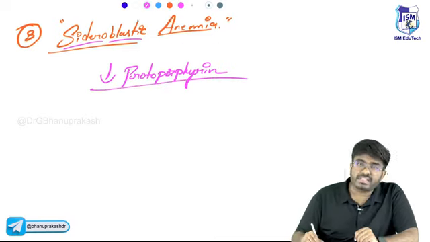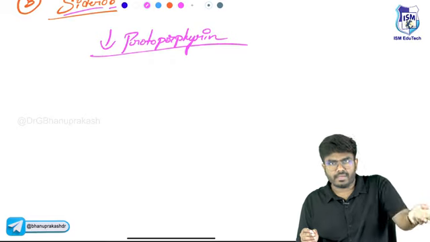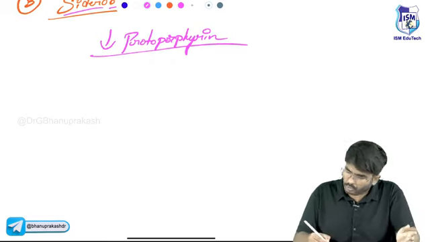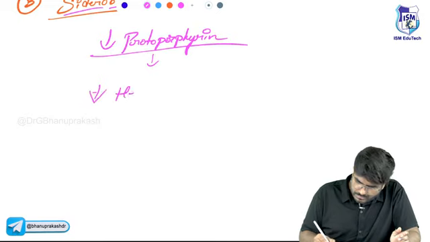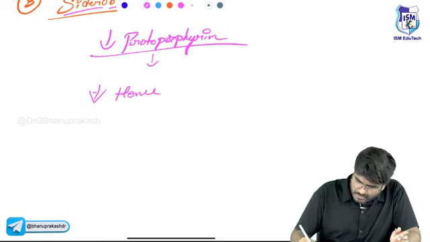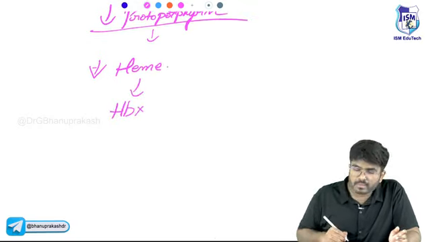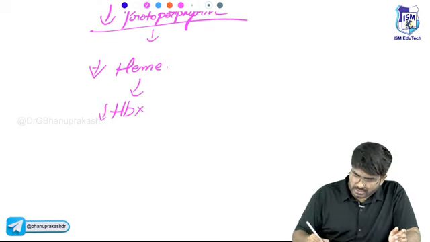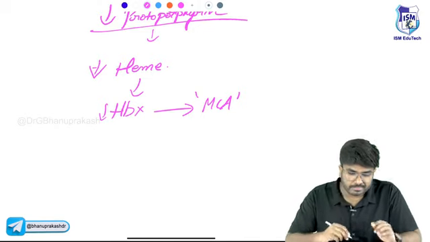So, when protoporphyrin is not there, see, protoporphyrin has to bind with the iron and form heme. Now, protoporphyrin is not there, sir. So, what happened to the heme? Heme also decreases. When heme is not there, do you think hemoglobin will be there? No hemoglobin. So if hemoglobin is not there, that causes microcytic anemia, sir.